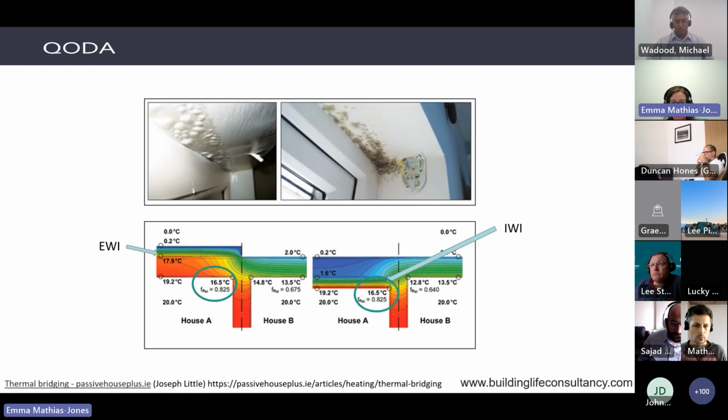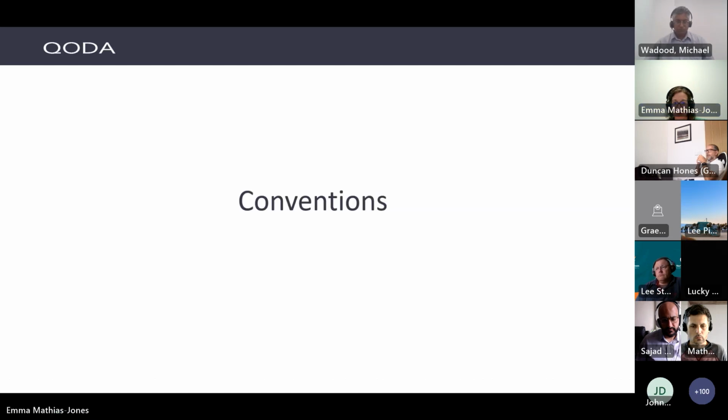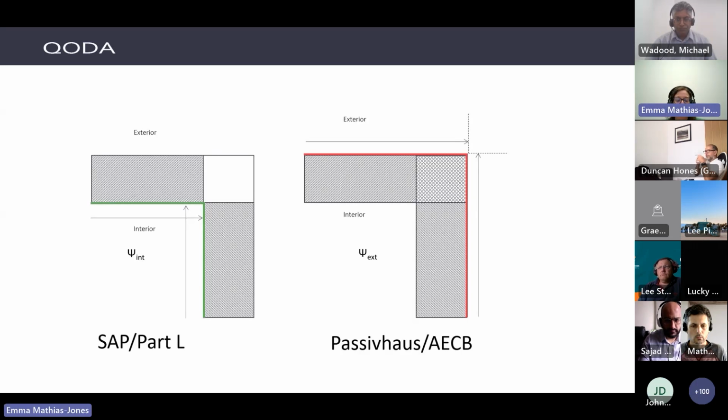So you can see how the fRsi in house A is looking pretty good, but you can see the knock-on effect on house B. The fRsi has got quite a lot lower. So that's something to keep in mind. And then we've got some of the conventions to keep in mind when you're looking at these.